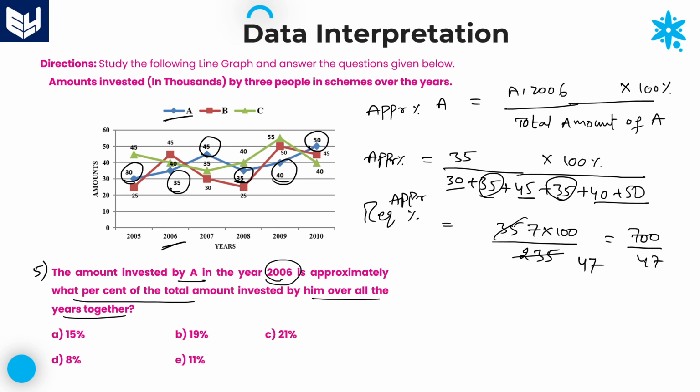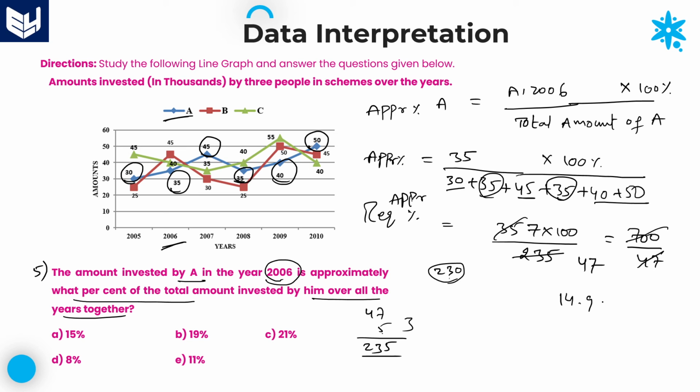700 divided by 47. Now you can cancel with the 47 table directly. 47 ones are 47, and still 23 is left over. 230, how many times? If you take 47 fives, 47 fives are 235, but here the value is 230. Therefore, our required answer is very close to 15, 14 point something, around 9.